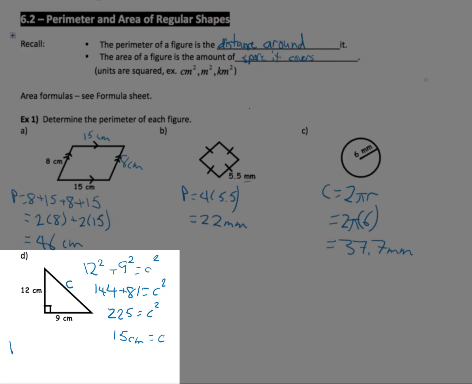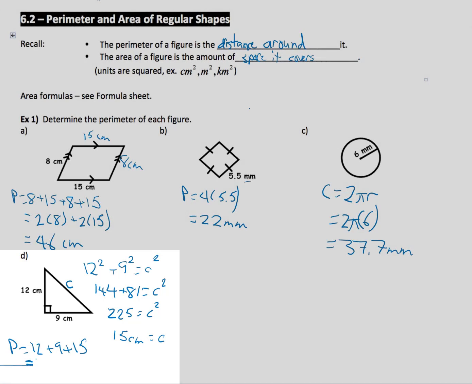So our perimeter is going to equal 12 plus 9 plus 15, which is just, if it lets me write, equal to 36 centimeters. Sorry about that. My tablet won't let me write too close to the corner there, it gets all messy. Okay, so 36 centimeters is our perimeter. Let's go on to the next slide.